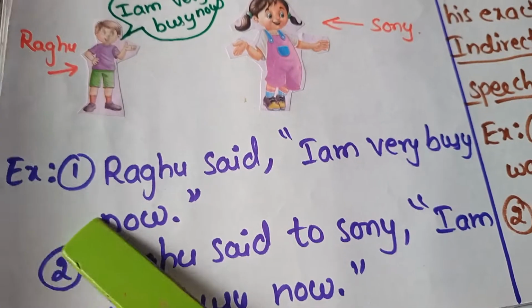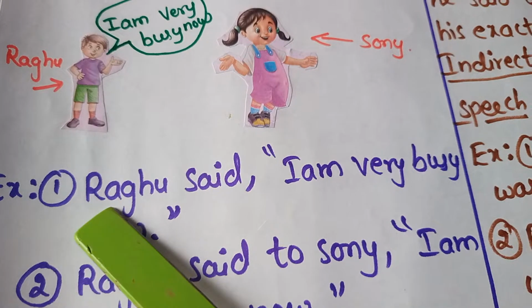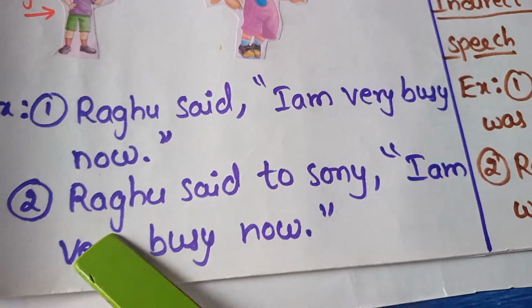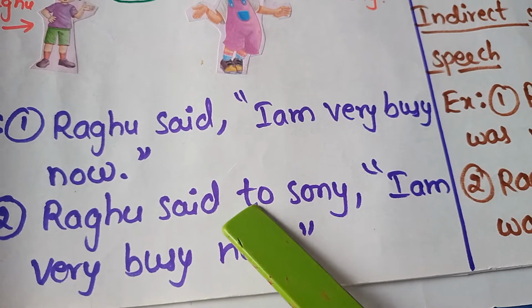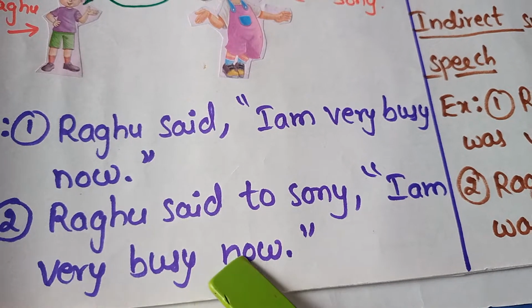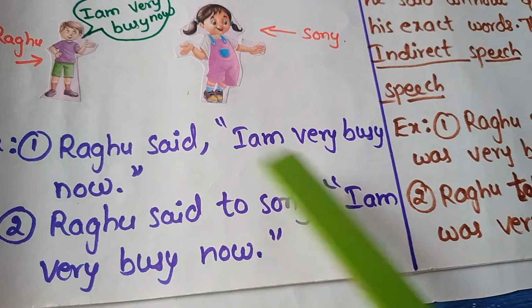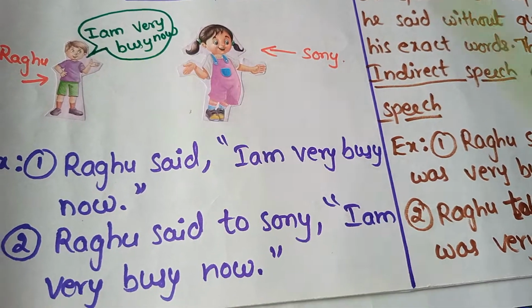In direct speech, the sentence will be like this. Raghu said, "I am very busy now." And the second model is: Raghu said to Sony, "I am very busy now."